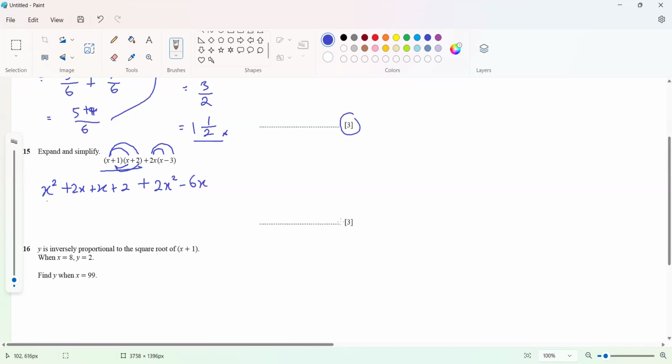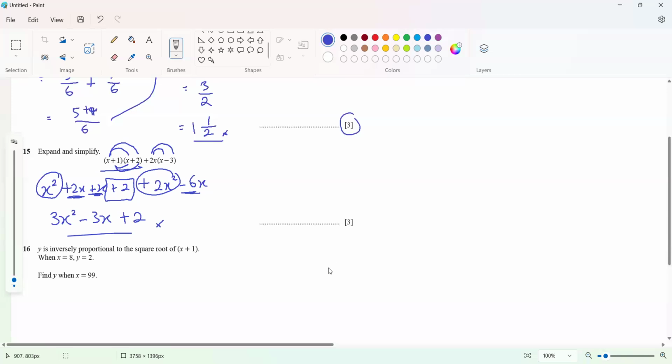So we will work with the x squared term. So x squared plus 2x squared will give us 3x squared. 2x plus x minus 6x will give us minus 3x. And finally, we have plus 2 as the constant remaining. So that's our final answer.